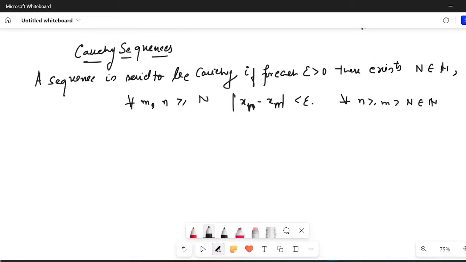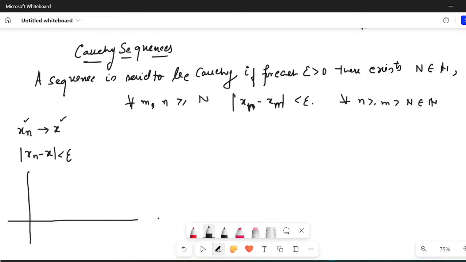It means that if your sequence xn is Cauchy, then after some natural number, the distance between two elements of the sequence can be made as small as possible. So this is also highlighting towards convergence only. If I'm saying a sequence is convergent, let's say xn converges to x, what does it imply? It implies that the distance between xn and x can be made as small as possible. Yes, indeed it is the case.